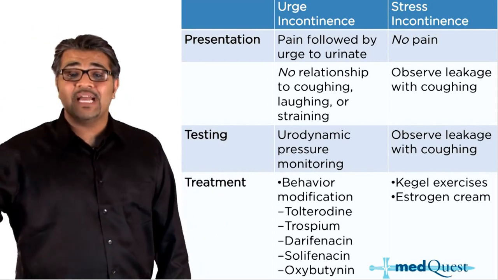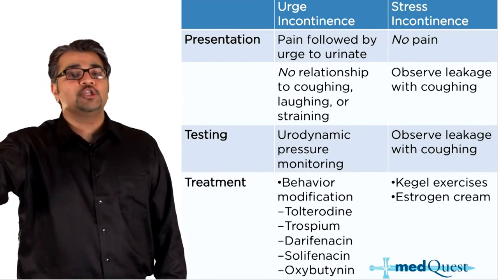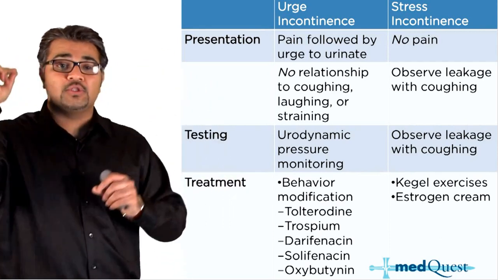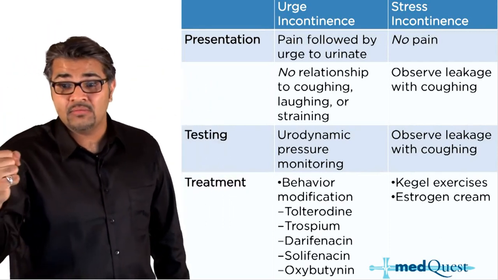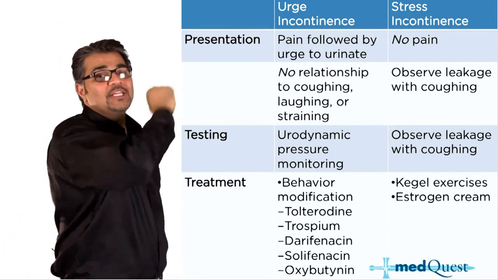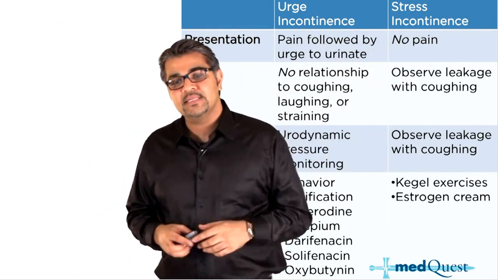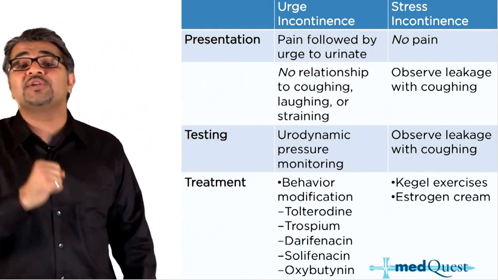Now, stress incontinence, the way you're going to differentiate this: pain, urge incontinence. No pain, stress incontinence. Remember, it's all about pain. No pain, well, not no gain, but you're going to lose urine. So no pain is stress incontinence right over here. Now, how do you test for this? Well, this is a clinical diagnosis.